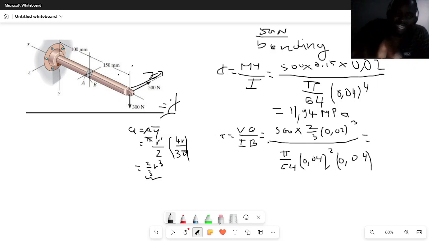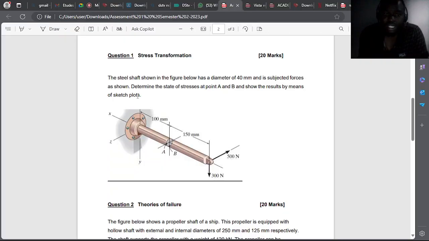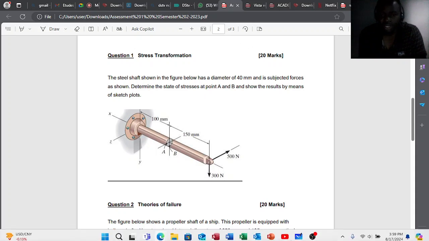Now for this section of 500, we're going to study the effect of the bending at A and also at B for this 500 first. We're also going to draw the stress. But this is what the question says: determine the state of stress at point B and A and show the result by means of a sketch. We're going to do it as well.